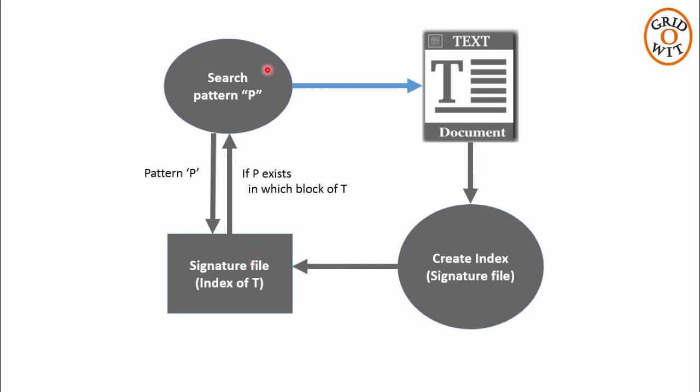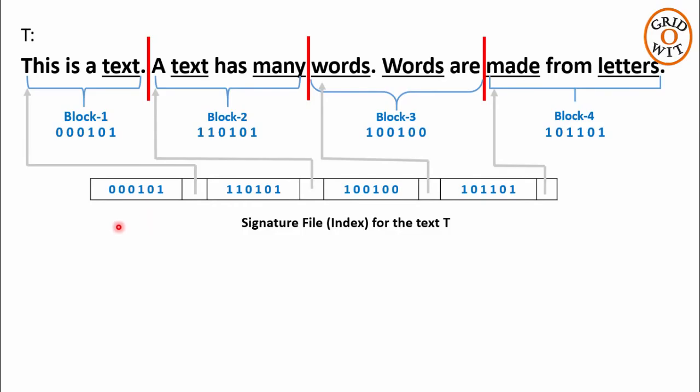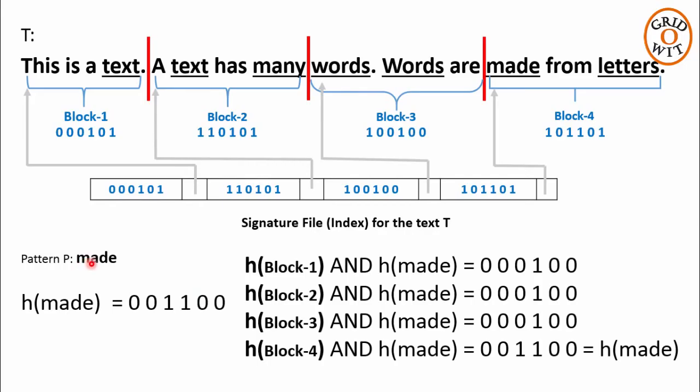Now next we will see, if we are given a pattern P to search in the text T, how the searching process will take place. Let us take an example. Let's say we want to search for the pattern made in the text. The first step is to find the hash value of the pattern made, which will be given in the question. The next step is to take the bitwise AND of the hash value of made with all the blocks' hash values one by one.